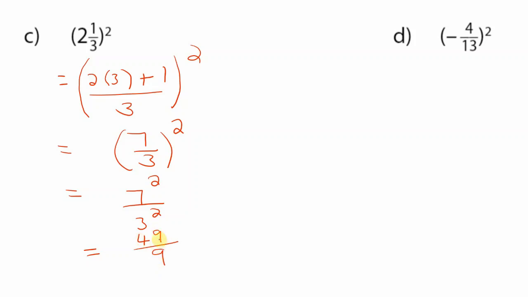I believe this is an improper fraction. We have a bigger numerator than denominator. So let's see how many times 9 goes into 49. 5 times 9 is 45, so 9 goes 5 times. We have a remainder of 4. And we always keep the bottom part or the denominator the same. So it's the same as 5 and 4 9ths.